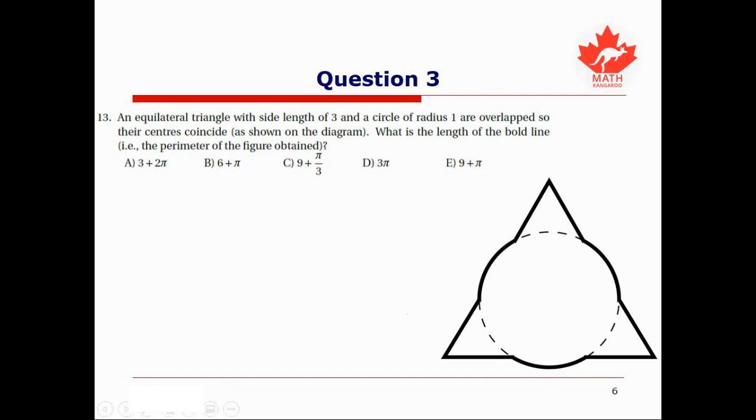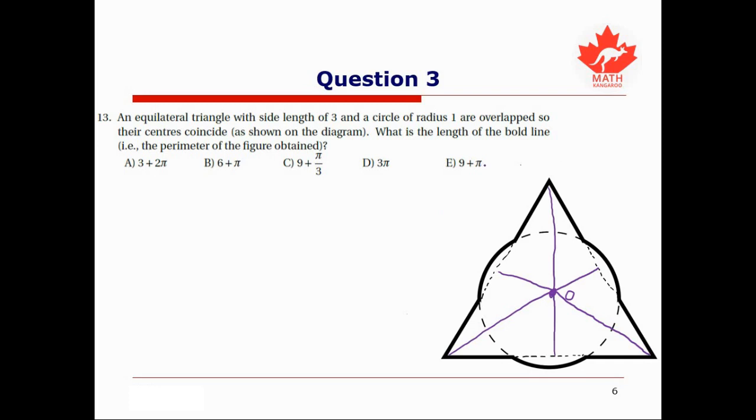For the final question, we're given an equilateral triangle whose side lengths are 3 and a circle of radius 1, and they're overlapped so that their centers coincide. We're asked then to determine the perimeter of the shape. So first I'm going to draw these dotted lines, just highlighting where the actual sides of the triangle are. And I'm going to bisect each of the angles of this equilateral triangle, which simultaneously bisects each of the sides. And I'm going to label this intersection of all the points O, which is the center of the equilateral triangle, and therefore is also the center of the circle.